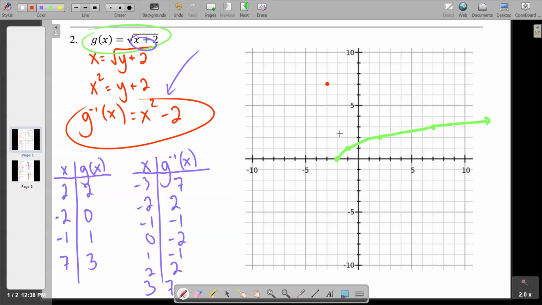(-3, 7), (-2, 2), (-1, -1), (0, -2), (1, -1), (2, 2), and (3, 7).